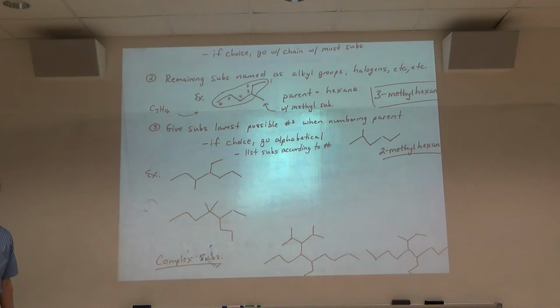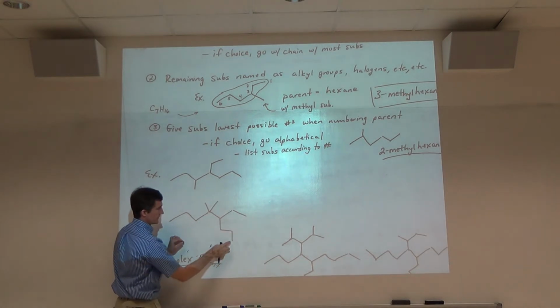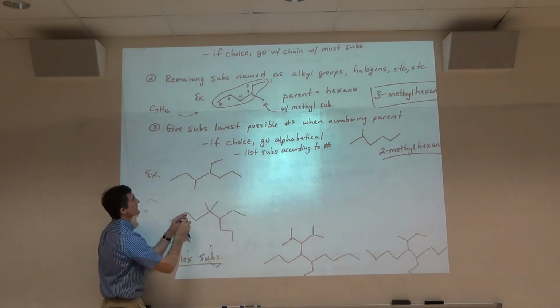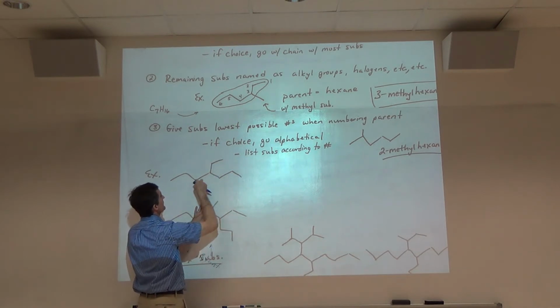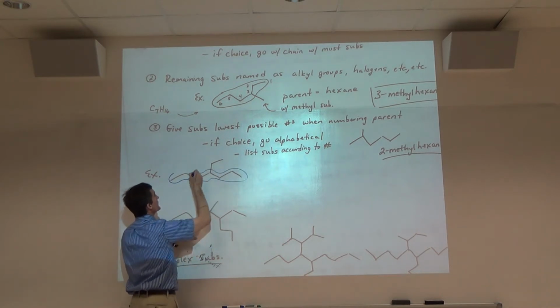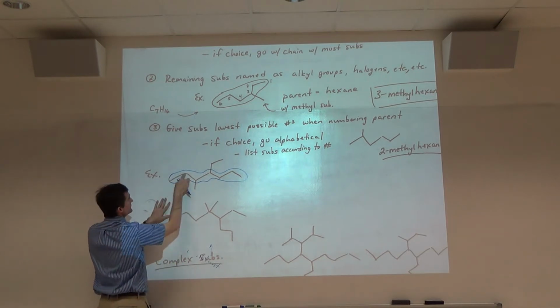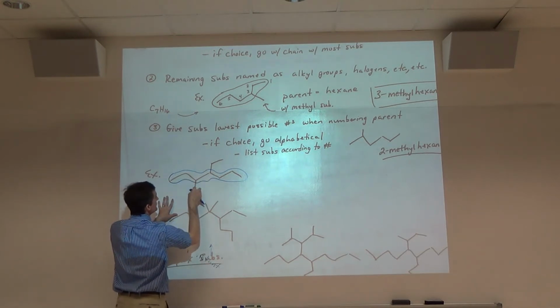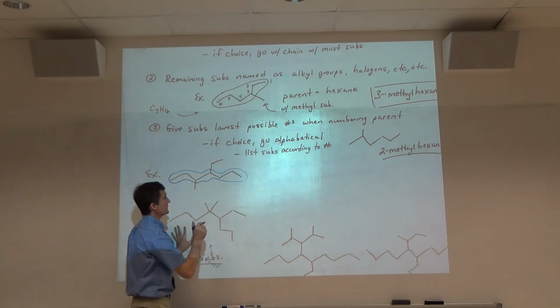Longest continuous chain, Lauren? 7, let's see. 1, 2, 3, 4, 5, 6, 7. Right through there. Is there another 7 anywhere? I don't see another 7, no. Okay, so what's the parent?